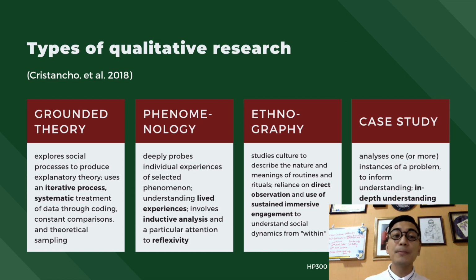Grounded theory explores social processes to produce explanatory theory. It uses an iterative process, systematic treatment of data through coding, constant comparison, and theoretical sampling. So, in grounded theory, it is important to note that they constantly compare the data from one group to another, and they do it in a very rigorous way, so that they can develop a certain theory on a certain experience, on a certain phenomenon, in what you're studying.